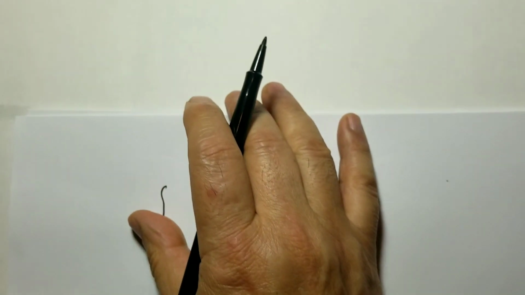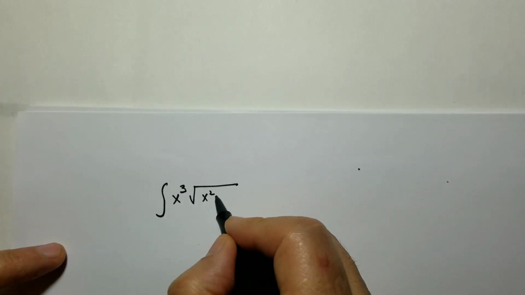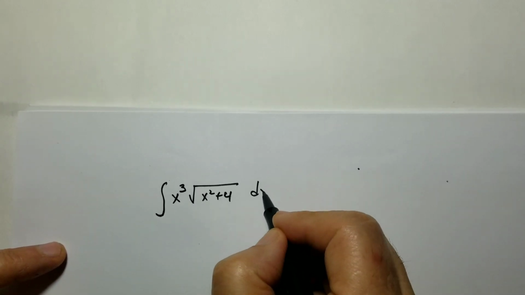The second problem I'm going to pick is the integral of x cubed square root of x squared plus 4 dx.